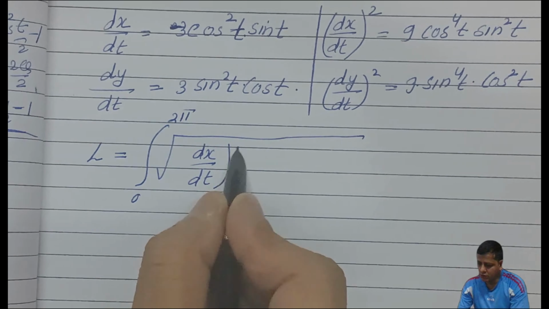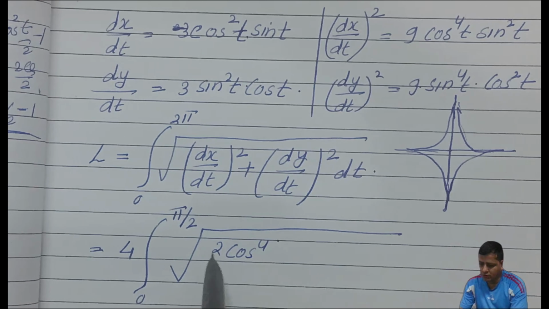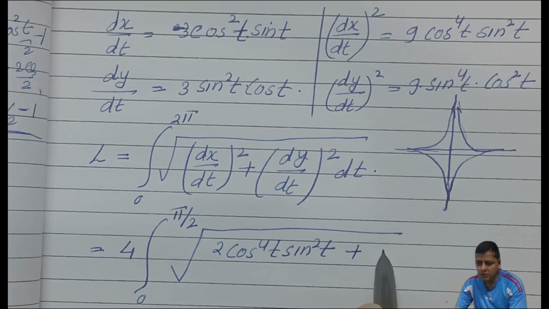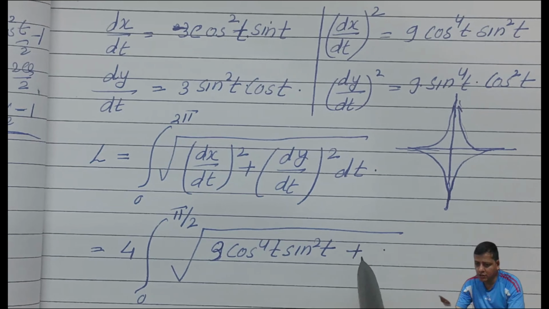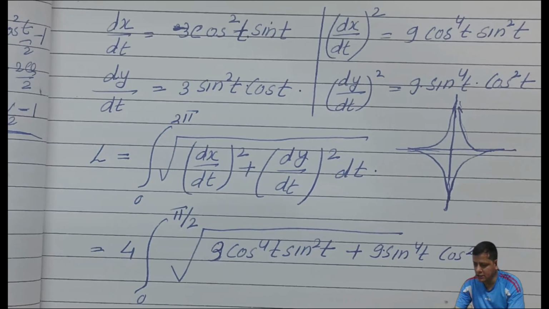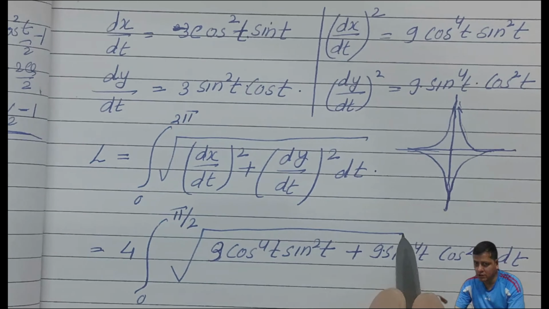For one shape, we have this formula. If we go for this, we can multiply by 4. So we can write this and summarize it in the form of 4 times the integral from 0 to pi by 2, because we have multiplied this. So then what do we get? We are getting 2 cos to the power of 4 t sine square t plus, sorry, here it should be 9, I don't know why I'm making this blunder. It is 9 cos, yes, plus 9 sine to the power of 4 t cos square t dt. So this is the value we got by now.